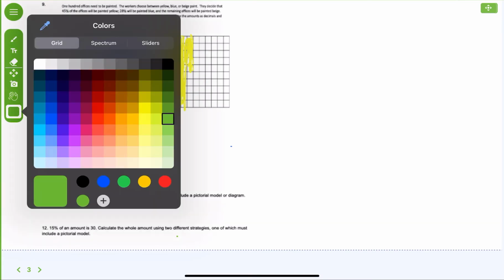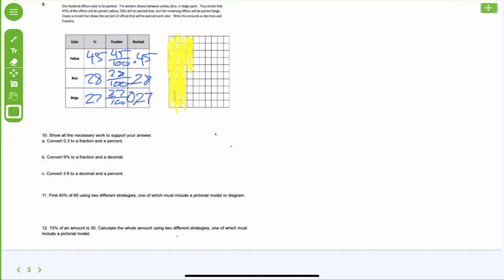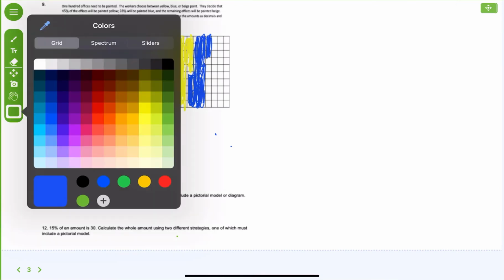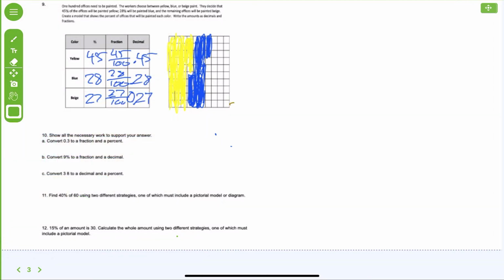Okay. Let's go back to the blue here. And I'm going to say, here's 20. Here's 25. If I've got 28, I only need 3 more in this column. So there's 28. Now for beige, I don't have a real good beige color here, but we'll just call it this brown color. I didn't do that right, did I?